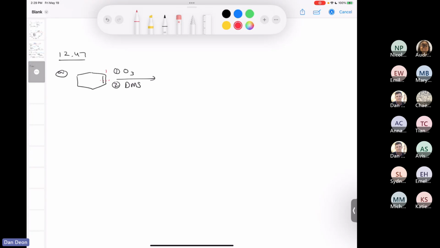So if we count the number of carbons, 1, 2, 3, 4, 5, 6. At carbons 1 and 6, I'm going to have an aldehyde functional group. So we'll put 1, 2, 3, 4, 5, 6 like this. So I'm going to have an aldehyde here at carbon number 1 and an aldehyde at carbon number 6.